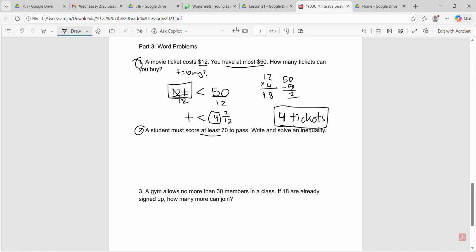Number 2, last question. A student must score at least 70 to pass. Write and solve an inequality. So a student must score at least 70, which means he has to get either 70 or greater. The equal sign refers to the at least part, that he needs to get at least a 70. This would be our inequality. Thank you for listening. See you in the next lesson.